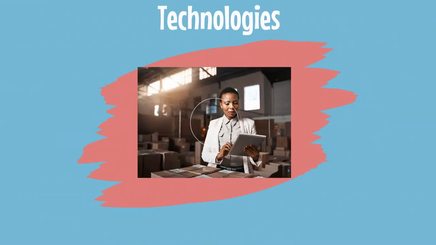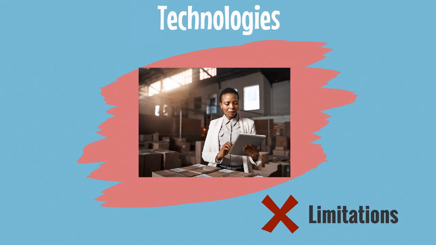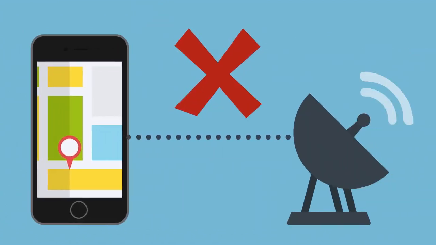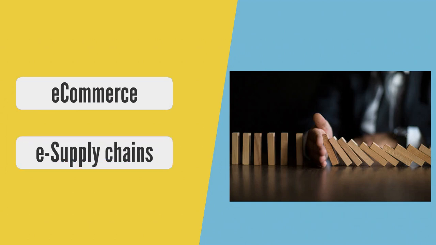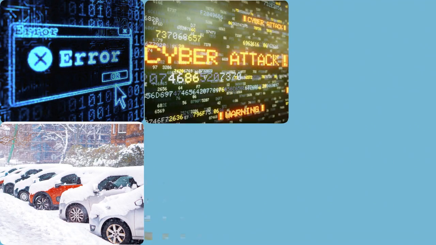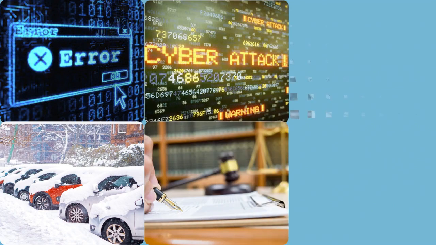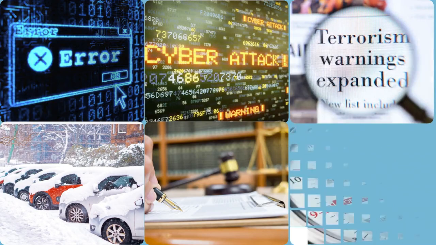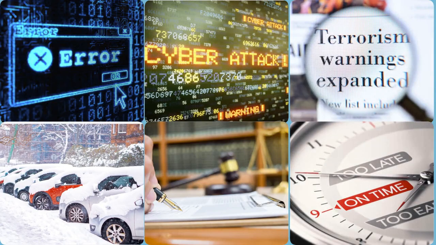Technologies in a supply chain are not without limitations. A GPS could have trouble connecting to a satellite, and therefore the tracking could be faulty. Other considerations include disruptions in e-commerce and e-supply chains because of IT outages, adverse weather, cyber attacks and data breaches, new laws or regulations, acts of terrorism, and transport network disruption.